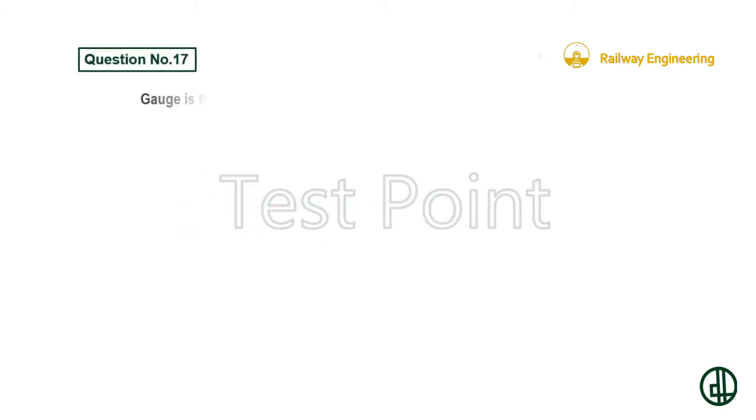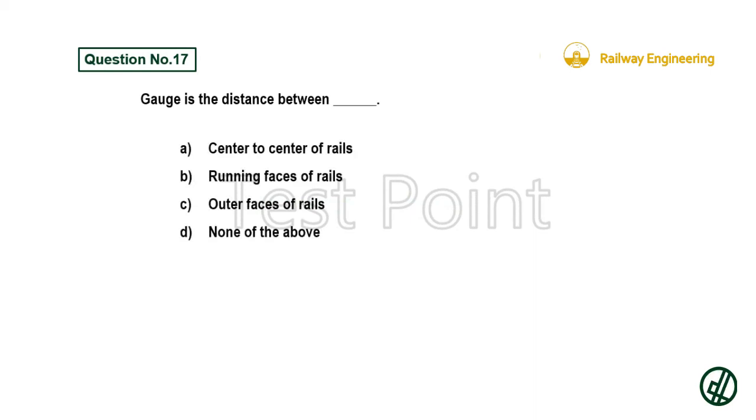Question number 17. Gauge is the distance between: option A, center to center of rails. Option B, running faces of rails. Option C, outer faces of rails. Option D, none of the above. Answer is option B, running faces of rails.